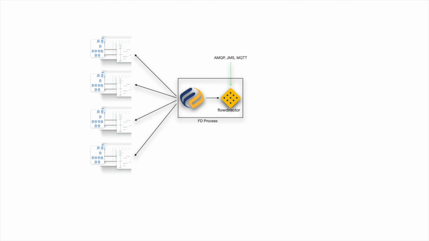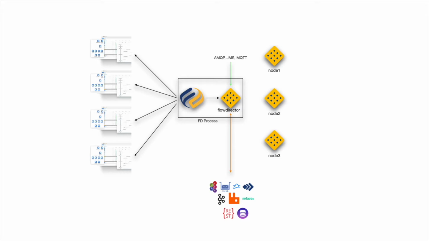The embedded SwiftMQ router flow director may serve AMQP, JMS and MQTT connections and may have integrations to various other messaging systems. I can now just add SwiftMQ router nodes to build a federated router network. Each of these nodes can serve various types of connections and can have integrations with other messaging systems. These nodes are connected to the internal SwiftMQ router flow director and build a SwiftMQ router network.